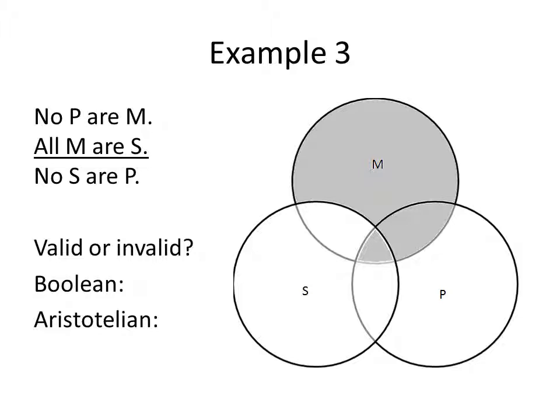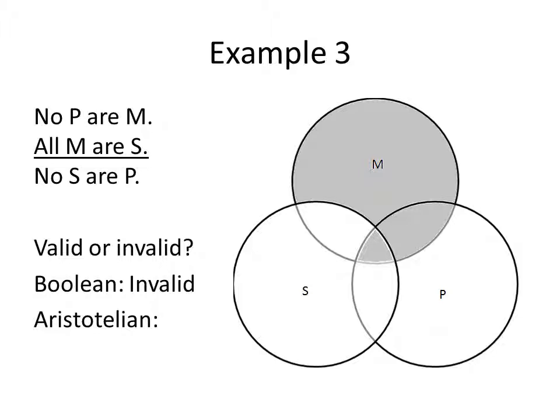So, no S are P. According to this, is it true that none of the S's are P's? Well, it doesn't say, right? It might be the case. It might not be the case. We just don't know given the way that the circles are shaded. Okay, so it's invalid from the Boolean perspective.